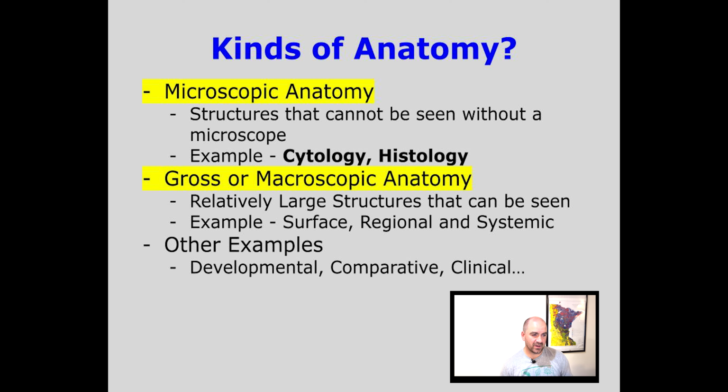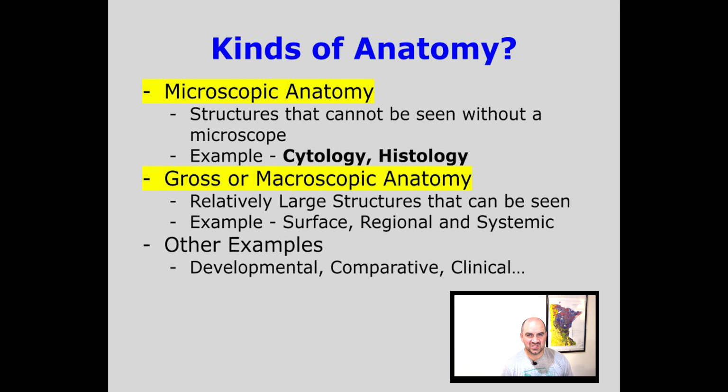So we have microscopic anatomy, and then we have gross or macroscopic anatomy. Now, gross doesn't mean like ew, gross. Gross means large, visible with your eyes. Gross or macroscopic anatomy would be relatively large structures that can be seen. Examples of these would be on the surface, so we're going to be talking about body regions. Regional anatomy, so inside of your abdominal cavity. Systemic: you have a nervous system, so what are the anatomical structures inside of your nervous system?